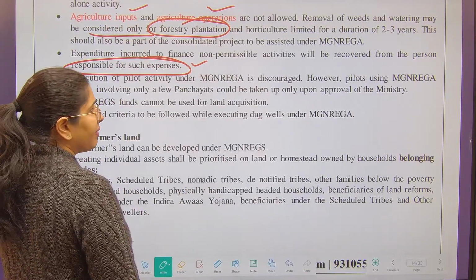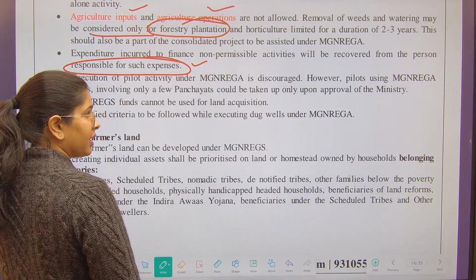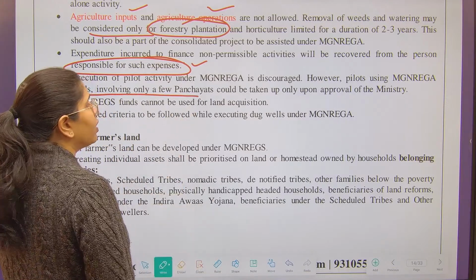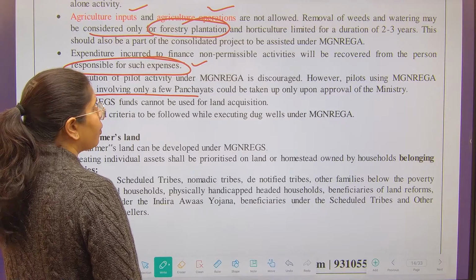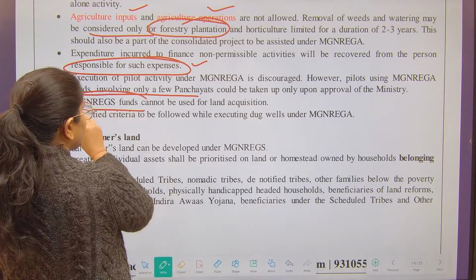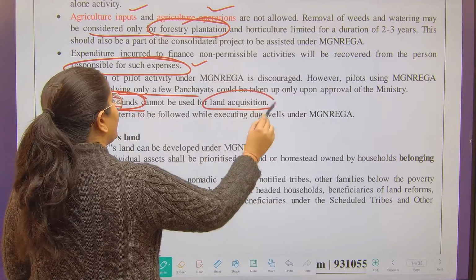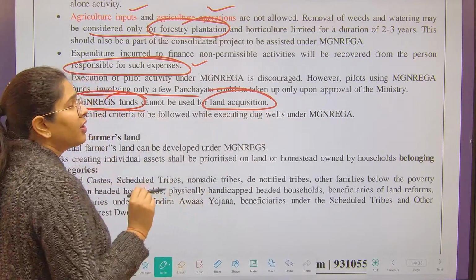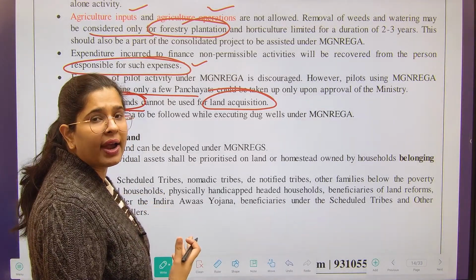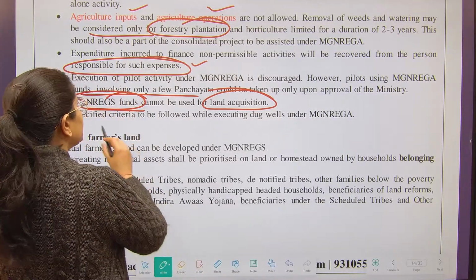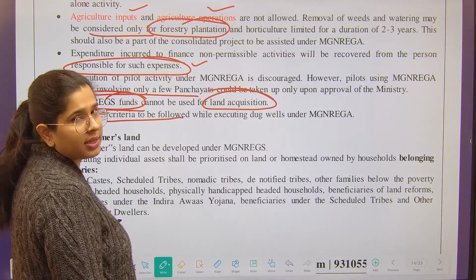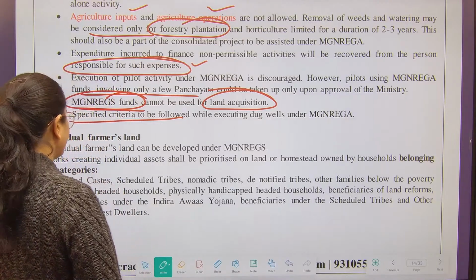Execution of pilot activity under MGNREGA is discouraged. However, pilots using MGNREGA funds in only a few panchayats could be taken up only with approval of the ministry. These particular funds of MGNREGA cannot be used for land acquisition, because our focus is on the labor. We want to provide the funds to the labor. Specified criteria are to be followed for executing dug wells under MGNREGA. Fine.